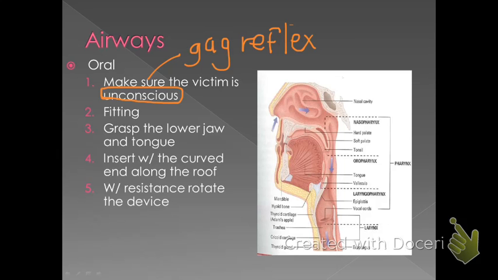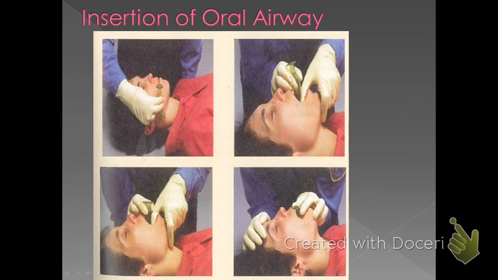We'll talk about fitting on the next slide, but it's very important that we fit and that we have the appropriate oral airway. If not, what we could do is induce vomiting even in our unconscious patients. So what we're going to basically do is we're going to grasp the lower jaw and tongue, and we're going to open up that airway. And so when we look at this next slide, we can kind of see the fitting of the oral airway.